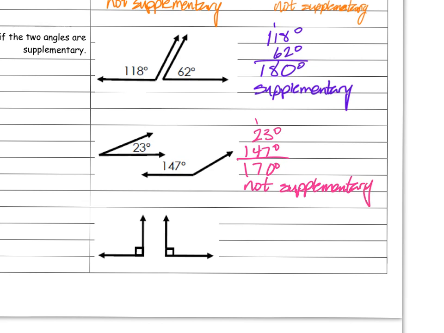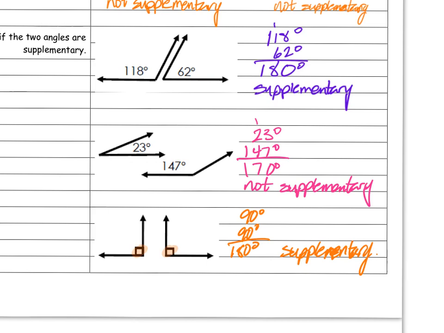Okay, and then the last one, what do we know that this symbol means? It means that they're 90 degrees. So I've got 90 degrees and 90 degrees, which equals 180 degrees. So this is supplementary. Okay, so that's how I tell. How do I tell if two angles are supplementary? They have to add up to be 180 degrees. Awesome.